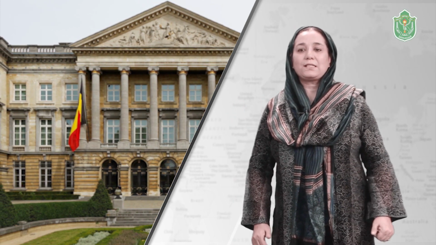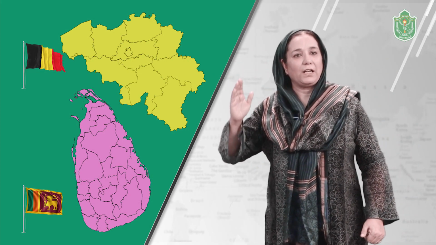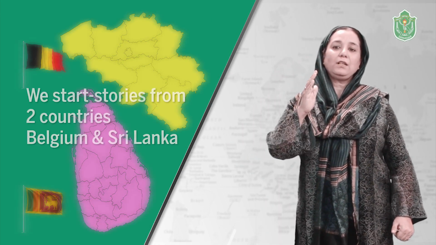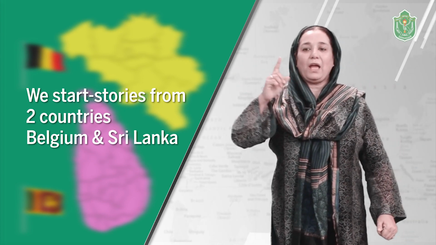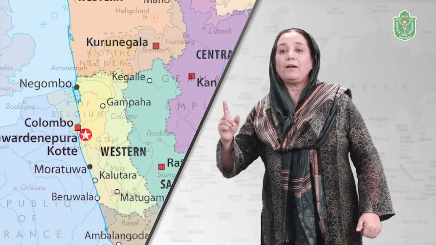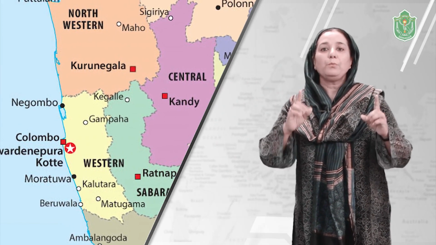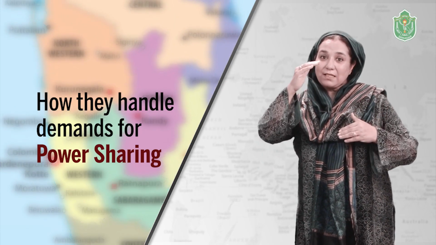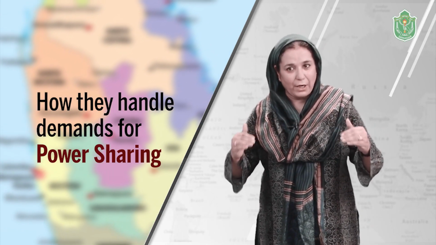Now children, let us see the 2 maps. They are the maps of Sri Lanka and Belgium. In this chapter, children, we will start with the stories from 2 countries. Watch the 2 maps, Belgium and Sri Lanka. Now Belgium is, children, from Europe, and Sri Lanka is a country that is from Asia. Now children, remember, both these countries have democracies. And now let us see how they share the demands of power sharing.